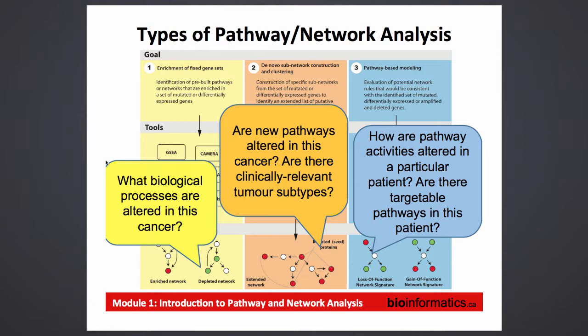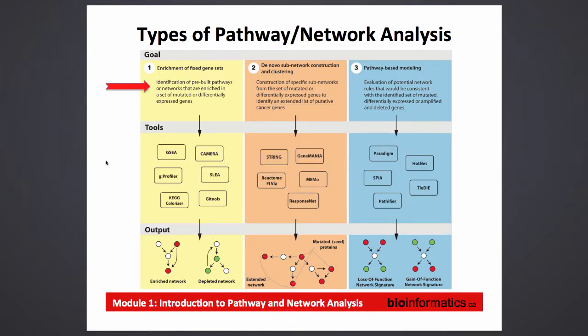And the third, most complex modeling, which evaluates those pathway rules, sees if there are pathway activities altered in a particular patient, and maybe there are some drug targetable pathways available in this patient because we see that some well-known pathway rules are broken in that particular patient. So in this particular lecture, we're mostly looking at the enrichment of fixed gene sets because this is most applicable. You don't need a lot of detailed data for it, and you can apply it to all kinds of different experimental data sets.